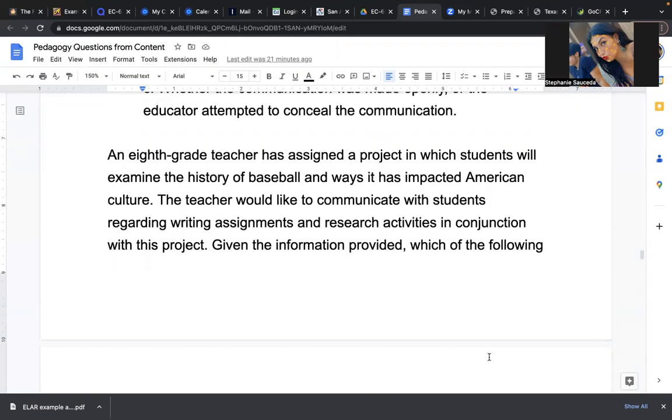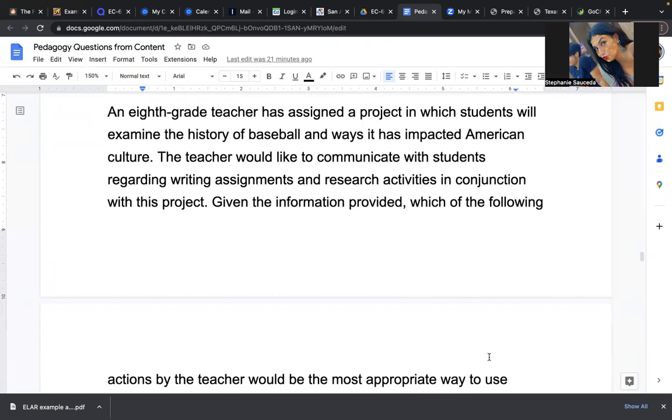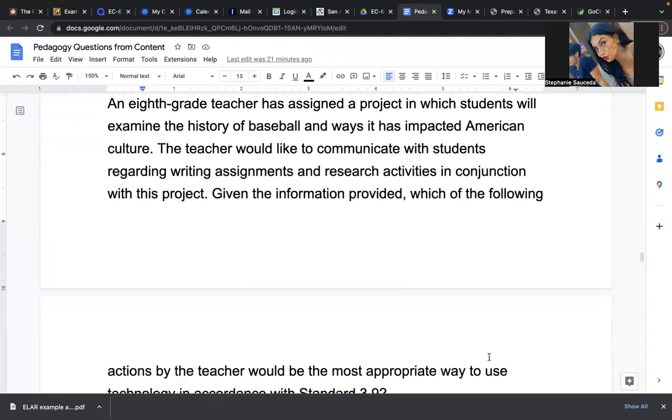Let's go back up to take a look. What is the goal of the teacher in this scenario? I want you guys to chime in. Tell me what the goal of this 8th grade teacher is.